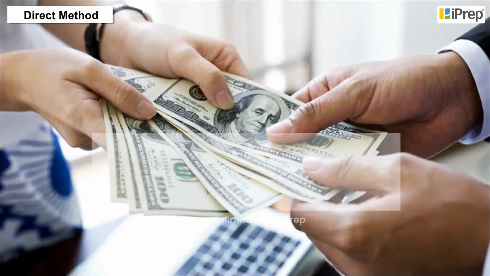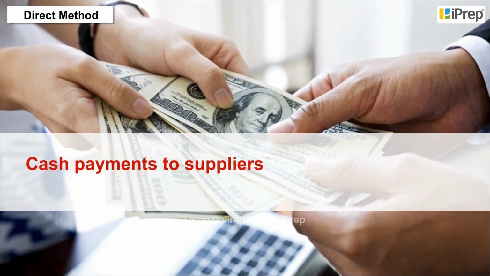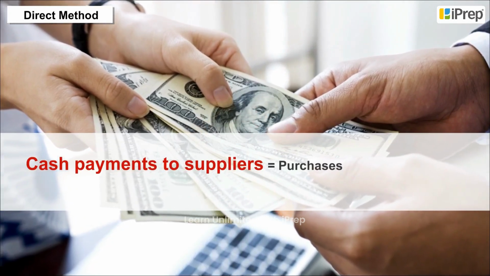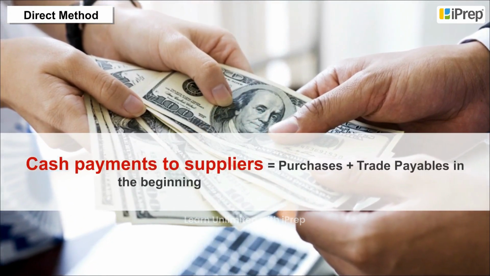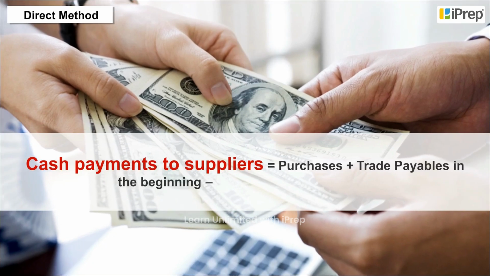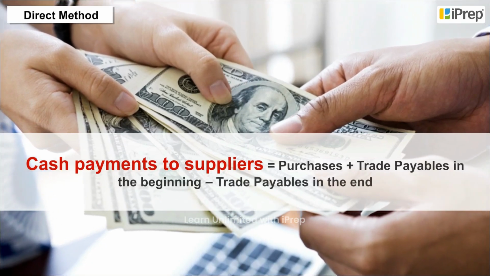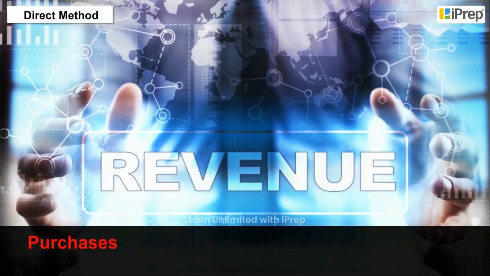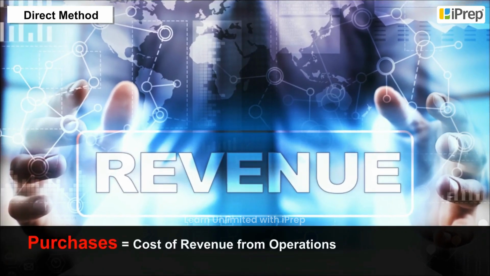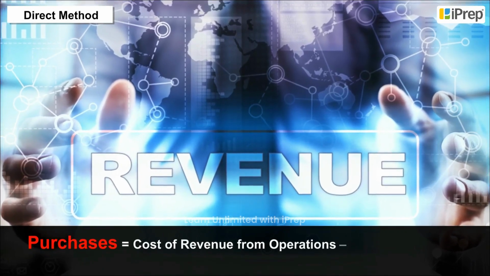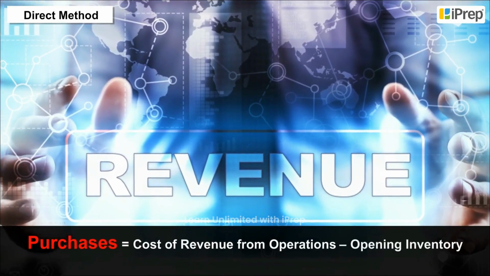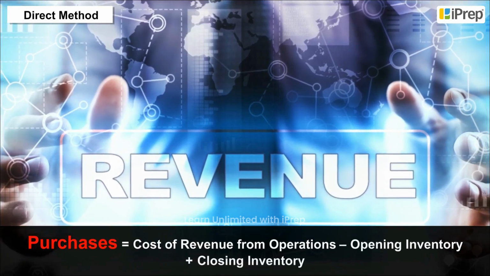B. Cash payments to suppliers equal to purchases plus trade payables in the beginning minus trade payables in the end. C. Purchases equal to cost of revenue from operations minus opening inventory plus closing inventory.